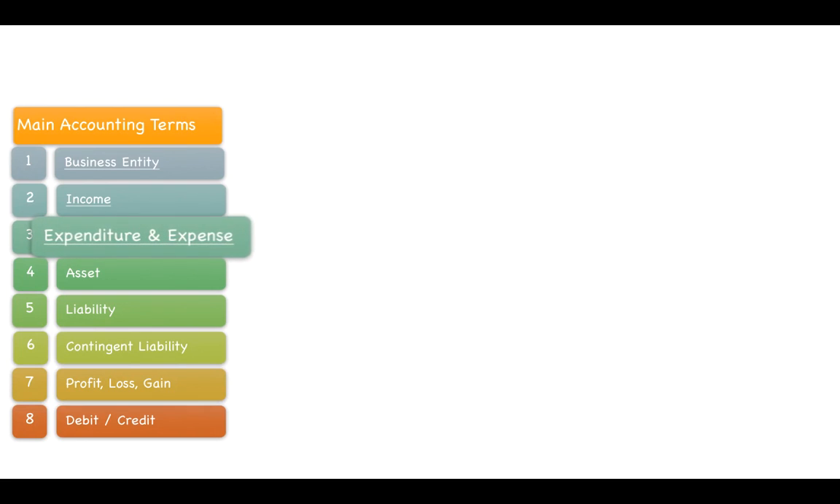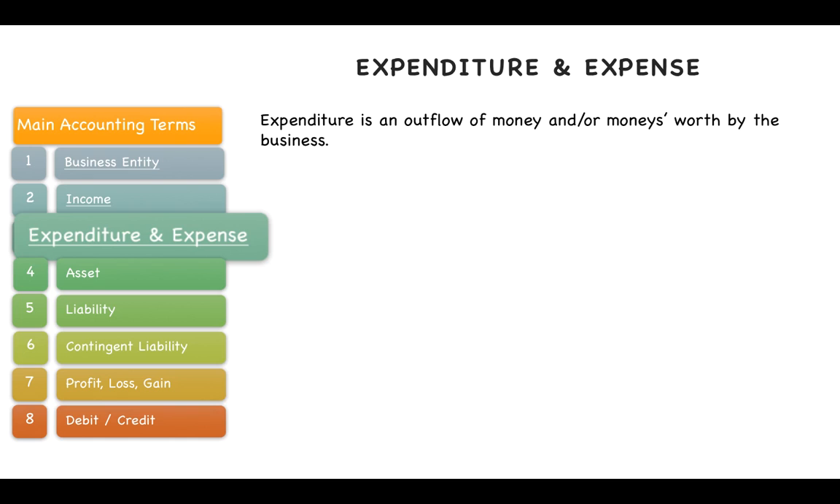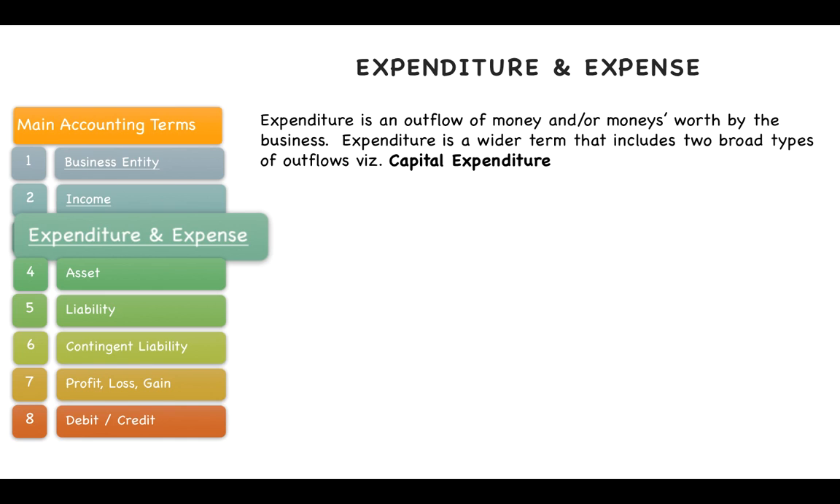The next term is very important, expenditure and expense. We usually use it interchangeably, but these two terms are different. Let's understand the difference. Expenditure is an outflow of money and or money's worth by a business. Expenditure is a wider term that includes two broad types of outflows. That is capital expenditure, which is also called capex, and revenue expenditure, which is also called revex or expense.